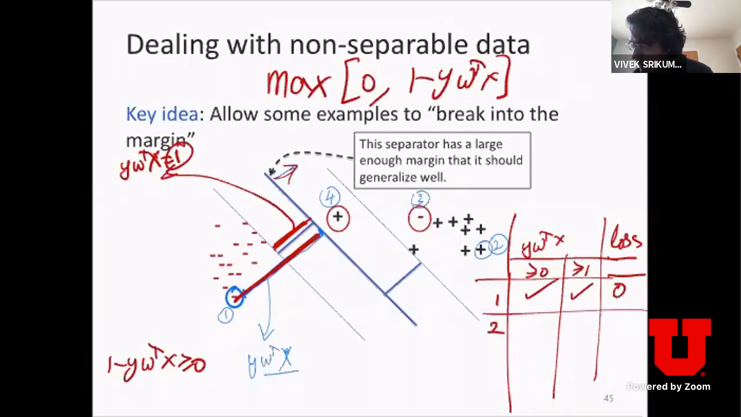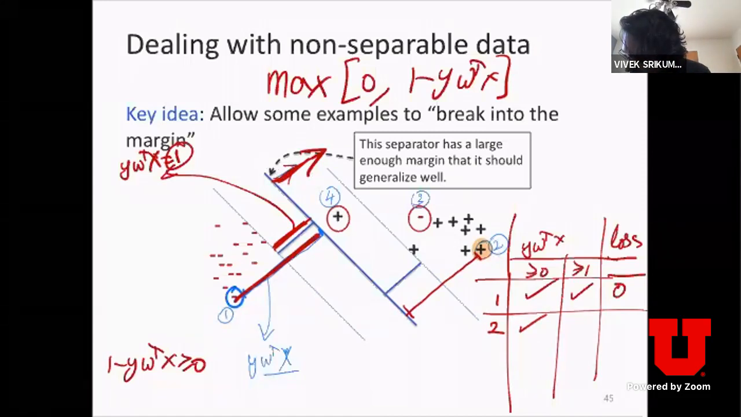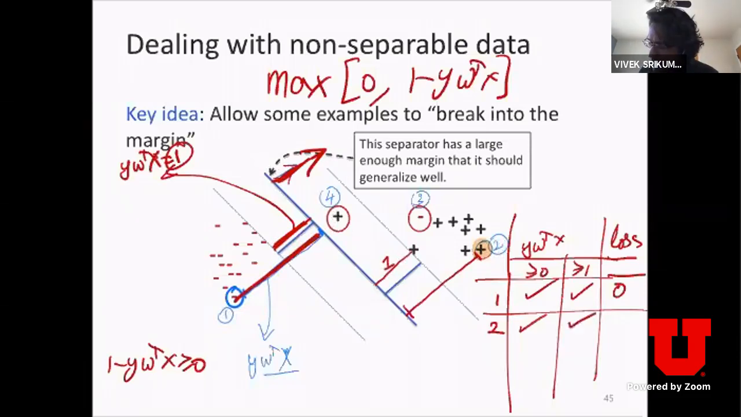Next, let's consider point number 2. By the way, John, interrupt me if this is too slow or too fast. For point number 2, what we have is this point here. The distance yw transpose x is this expression here. It is clearly greater than 0 because it's a positive example for which w transpose x is on the positive side of the hyperplane. Not only is it greater than 0, it's greater than 1 because the margin is defined by this point for which the value is 1. Again, the same situation: 1 minus yw transpose x is less than 0, so the loss is 0. Let's consider point number 3 now.